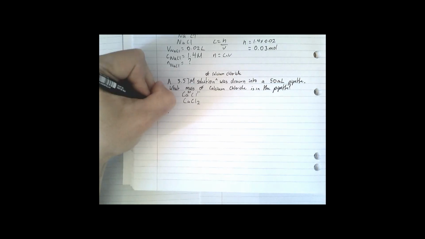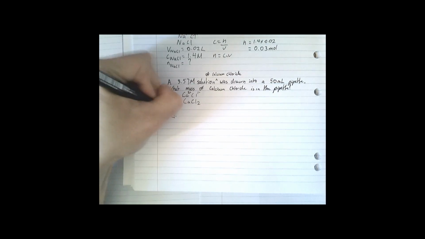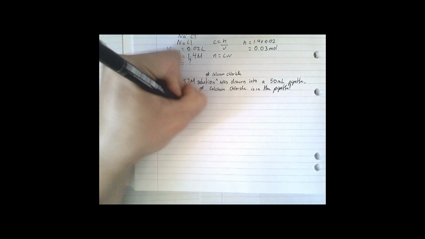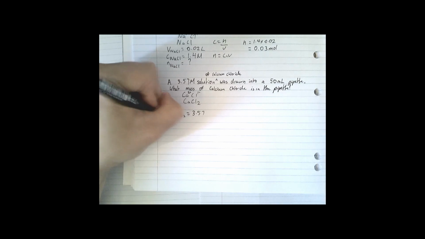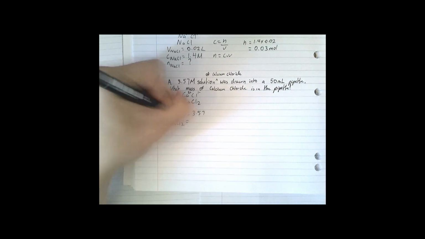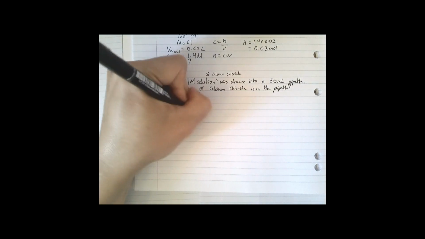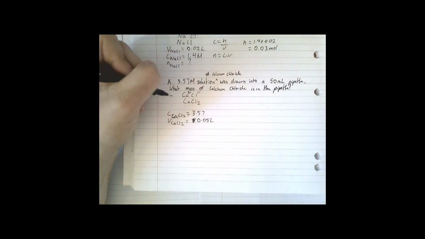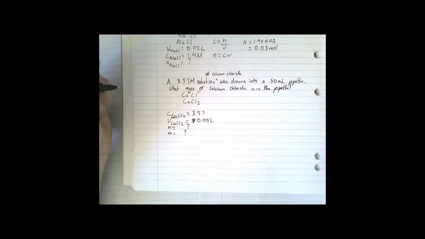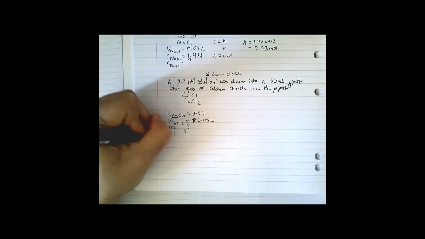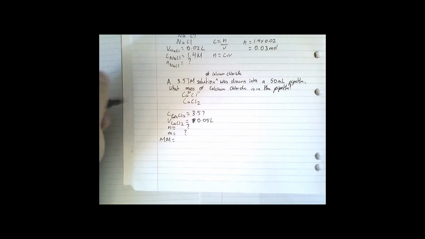I'm then going to write down my concentration that we've been given. Going to write down the volume of the solution. So the volume here is what's being drawn into the pipette. So that's 50 mils. What we don't know is the number of moles, and we should be able to use that to find the mass. Later we'll also need the molar mass, but I will do that when we get up to it.